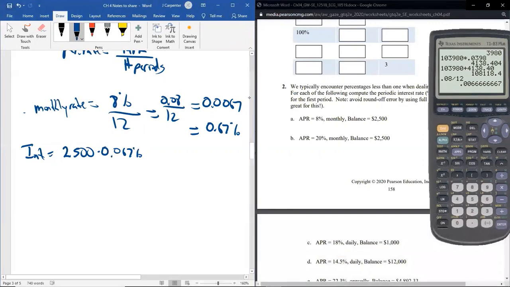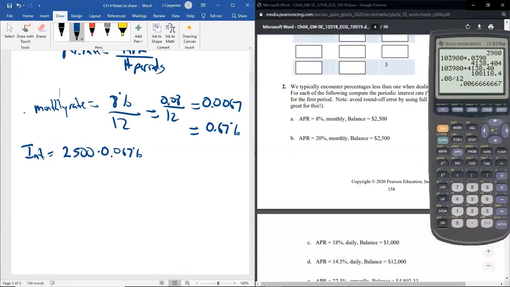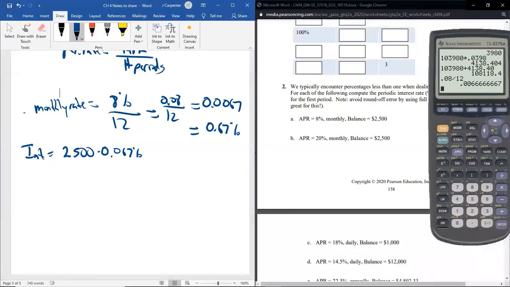But I'm not going to write 0.0067. In this calculator, it has it stored as 0.006666666666666. It displayed the 7 as rounded, but it's still got the 6's going forever and ever. So here's what I can do. I can just hit times and the 2,500, and this is how we avoid round-off error.